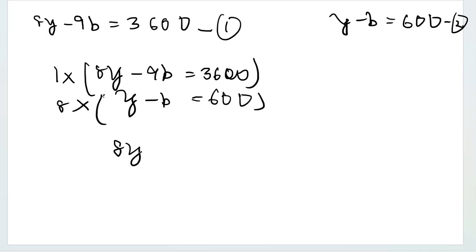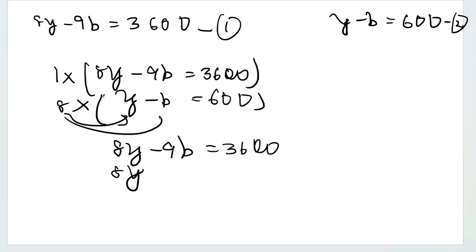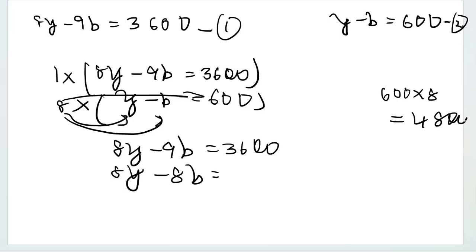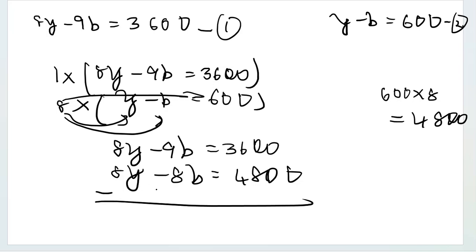So we get 8y minus 9b equal to 3600. Then this 8 goes here, so you'll get 8y. 8 also goes there, you'll get minus 8b. And then 8, when it goes here, you'll get 600 into 8, which is 4800. Now you change the sign. You get minus 9 plus 8 is minus b, and this is minus 1200. Minus minus becomes plus. So therefore we have got b.